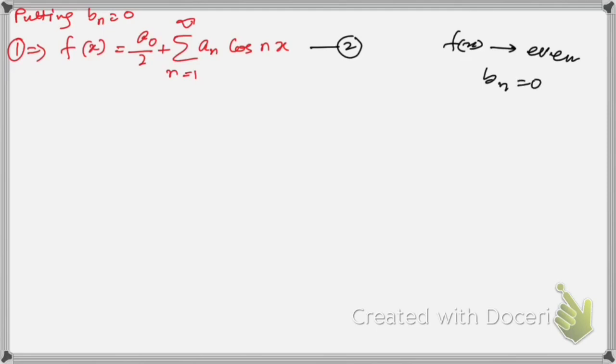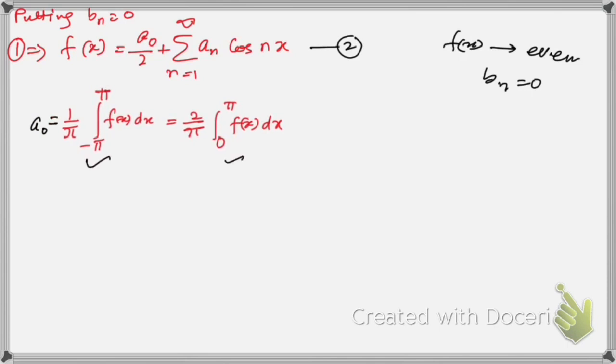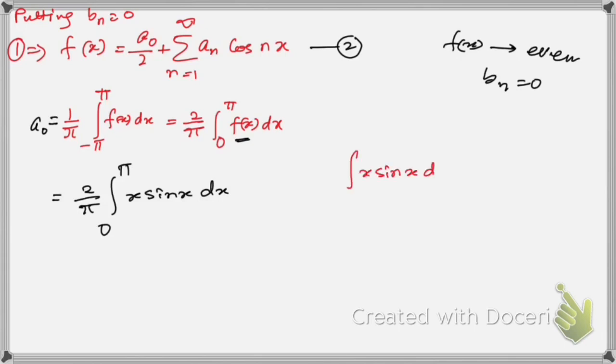Now let's find a naught. Now how to find that? As I have already shown that a naught is equal to this, right? Either this one or that one, you can apply both, any one of these two. So here 2 by pi, this f of x is nothing but here x sine x, right? So now let me write dx. x sine x. If you integrate x sine x dx, then what are you gonna have?